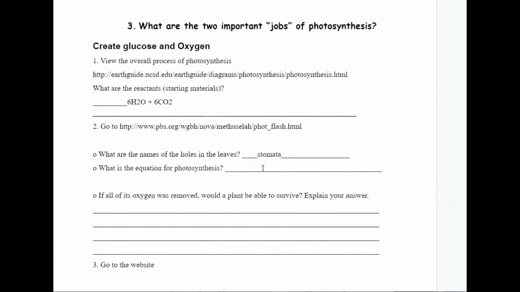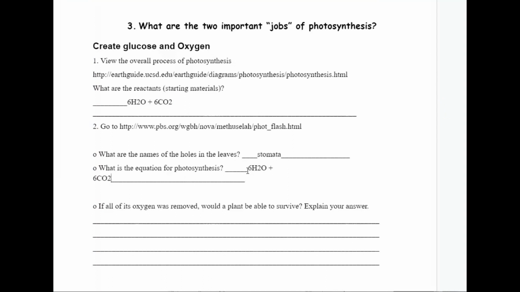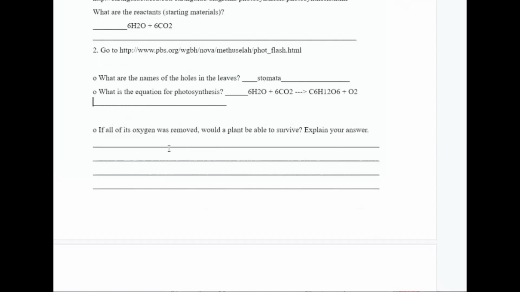Oh, I'm going to have to do this again. Actually, watch. I can take this. I know that's the reactants. Control V and put it in there. And then I'm going to put a little arrow. Where's my arrow button? And we're going to get C6H12O6, plus we're going to get sweet oxygen. I'm going to hit that button. There it is. If all the oxygen was removed, would a plant be able to survive?